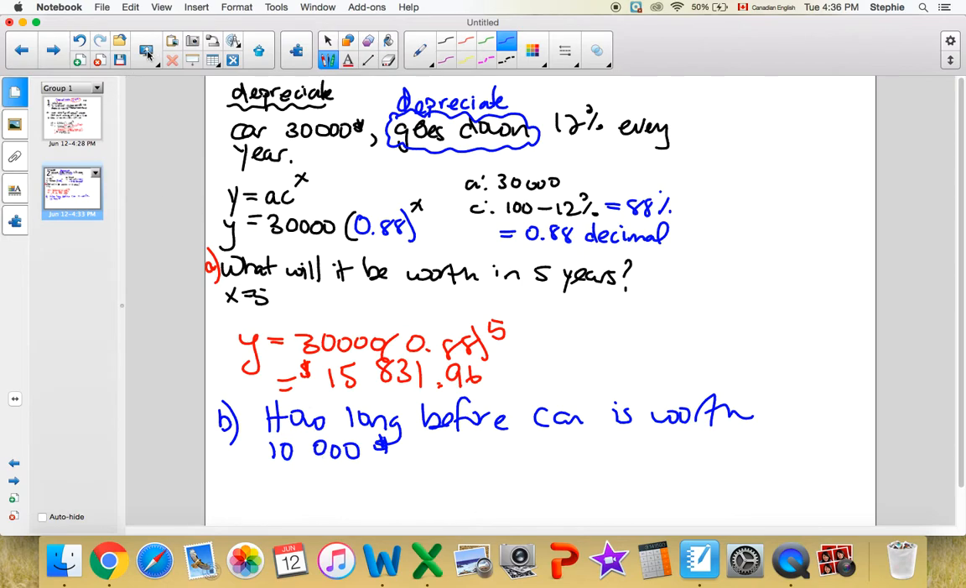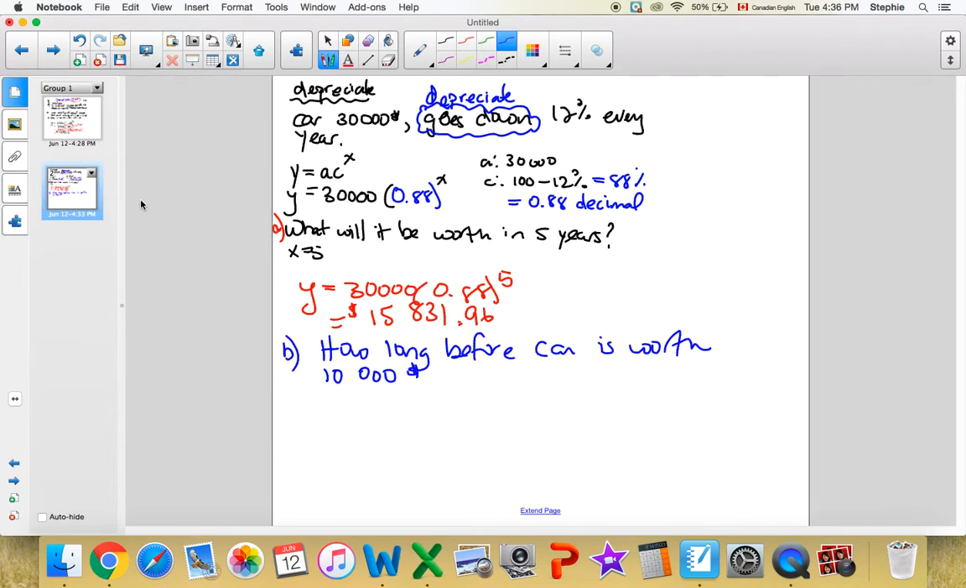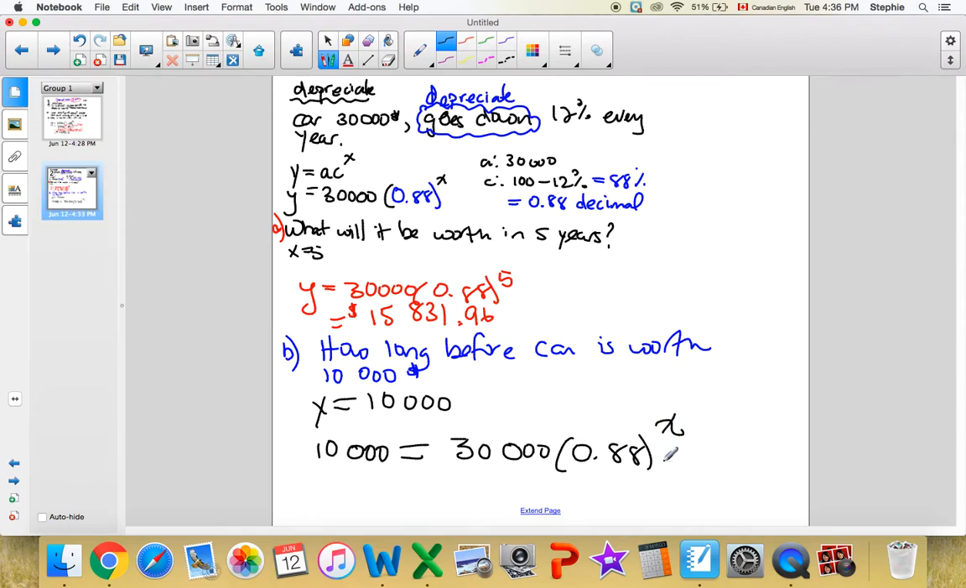What would I do? So I would then just write down the following. Y is now the 10,000, right? So if Y is the 10,000, I will place that value in the equation. So it's going to be 10,000 like this equals, I still write my 30,000 because that was my initial value. I still write my 0.88, but this time I'm solving for X. Now what do you do here? You're going to use logs.